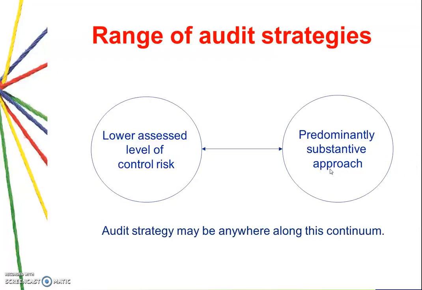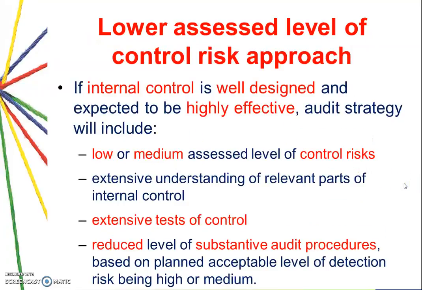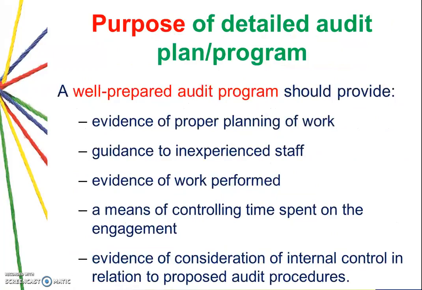So there are two types of audit strategy. One is to rely on the controls, right? When there is a low level of control risk, you perform more tests of controls and fewer substantive tests. Or the other one, when you believe that the internal control is not effective, you can ignore or perform very minimal tests of control and perform a lot of substantive tests, the predominantly substantive approach. Right? Okay.